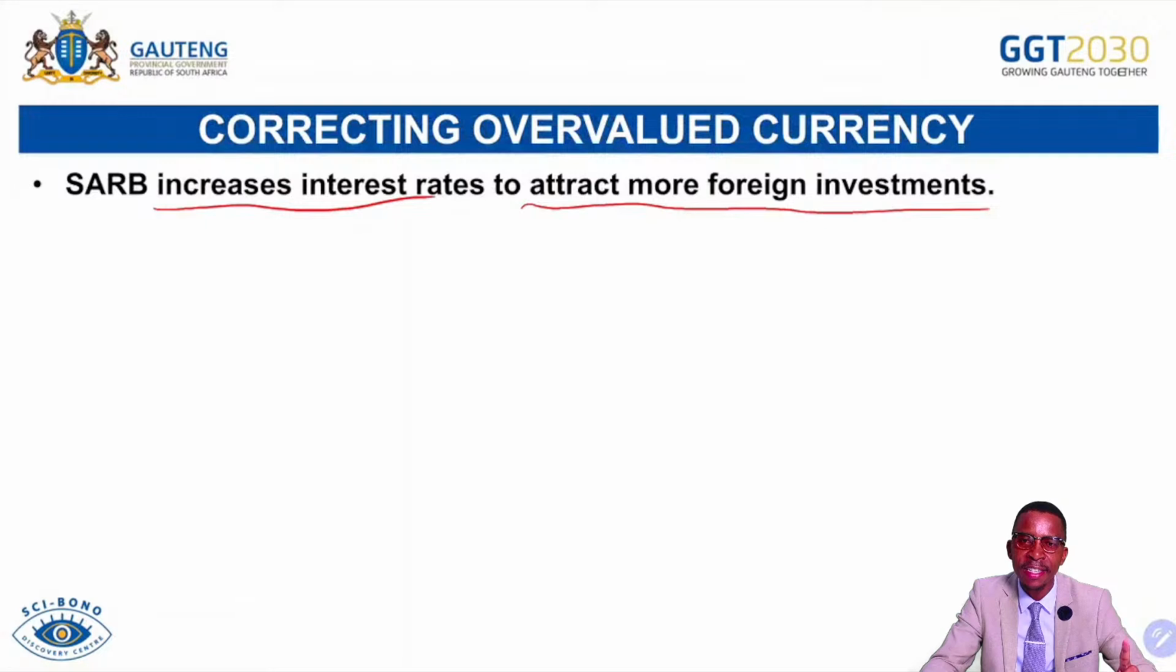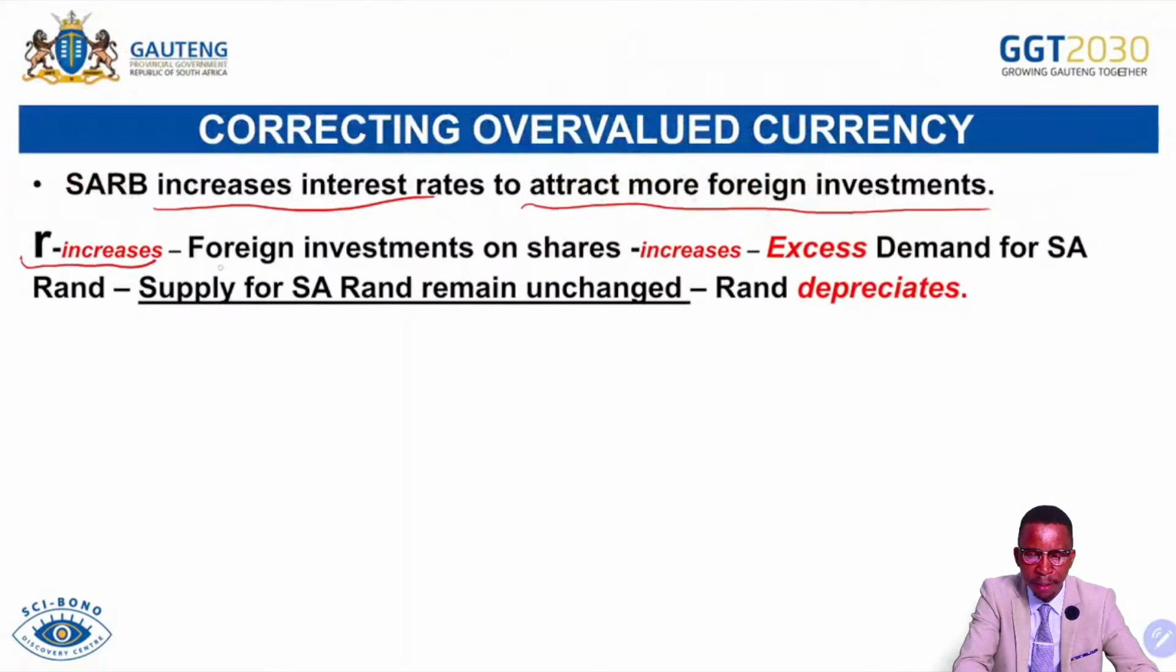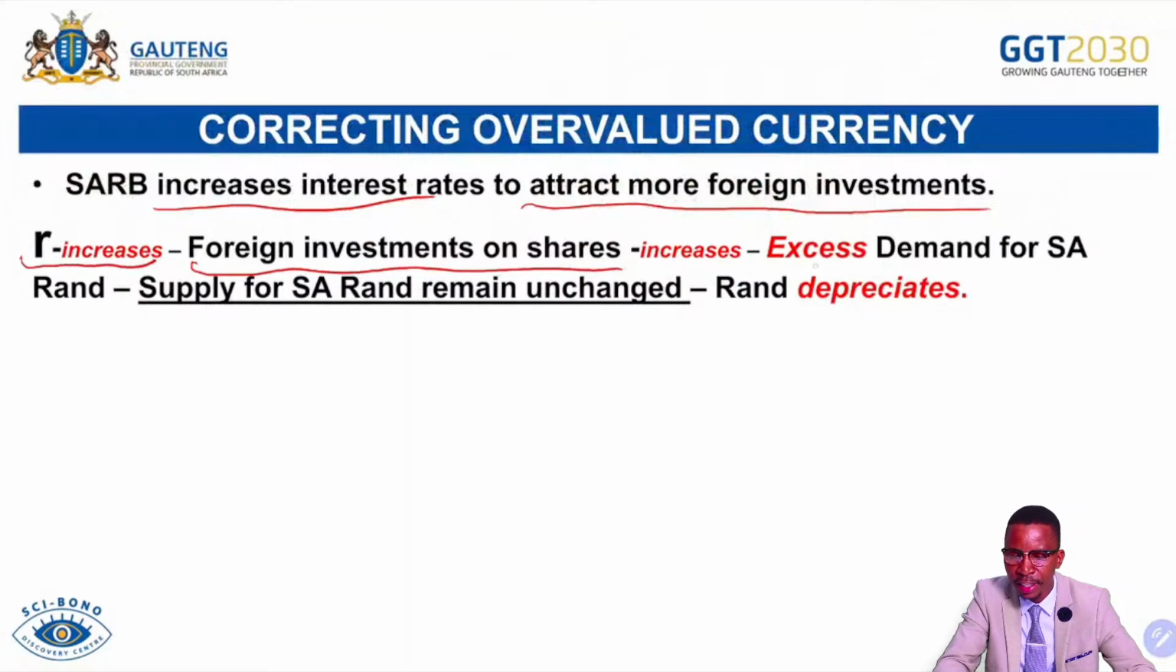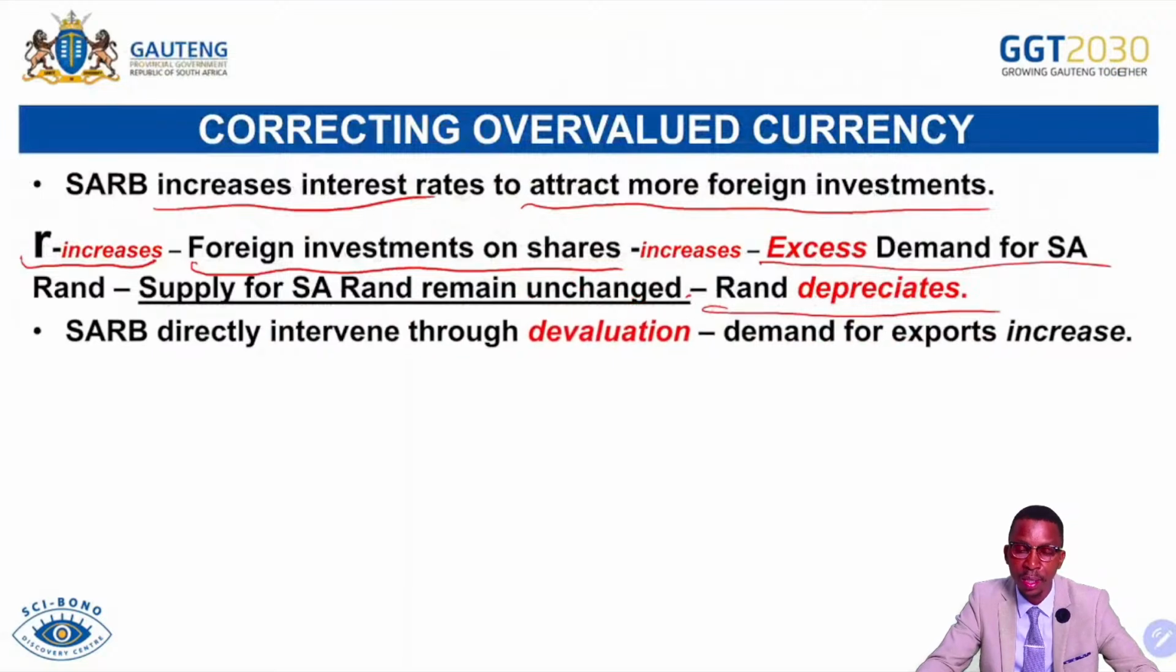So by increasing the interest rate, that attracts foreign portfolio investors to invest most because as the interest rate is increasing, they are attracted to buy more shares because they know that will be giving them more returns in the South African economy. So the interest rate will be increasing. Foreign investment in shares will increase. Excess demand for the rand will be increasing. The supply of the rand remains unchanged. Then the rand will be depreciating, meaning the value will be lost while the rand was too strong. You must be careful of this also. I'm using a chain of events now to make you understand easily.